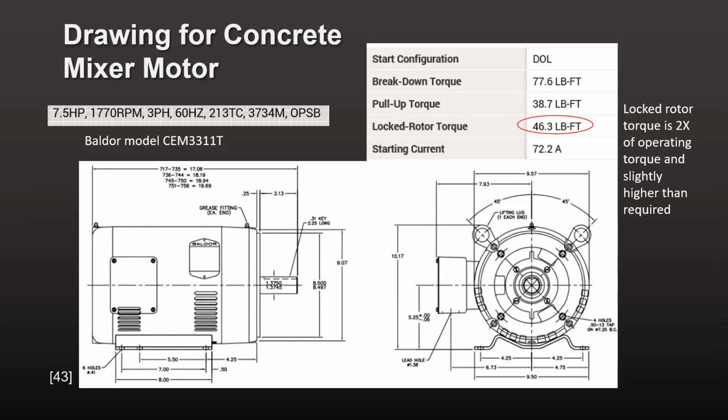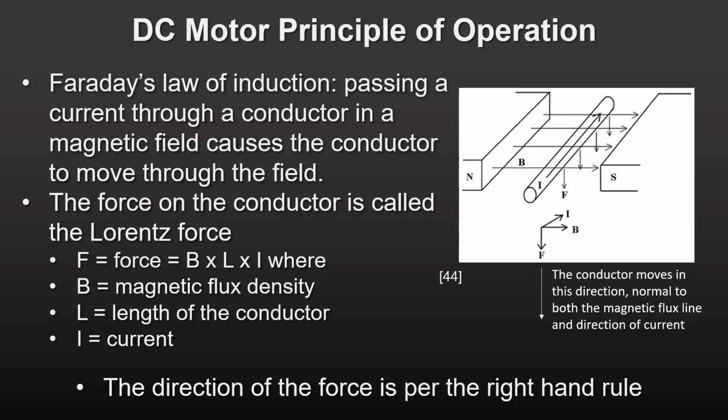Here are the dimensions that you need to mount the motor to the internal frame of the cement mixer. The locked rotor torque is 46.3 pound-foot, about 5% more than the 44 pound-foot that we needed. That's okay. Operating torque is not specified, but we can calculate it from the operating horsepower, 7.5 horsepower, and the speed, 1770 RPM of the motor. Do the math and you will find that the operating torque is 22.2 pound-foot, slightly more than the 22 pound-foot that we need. Now let's study DC motors.